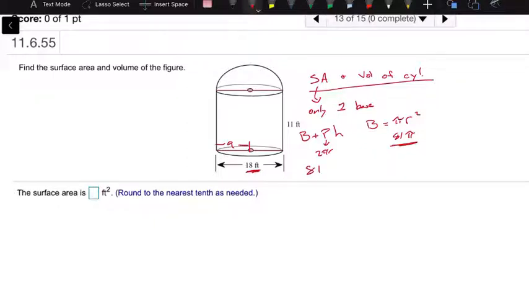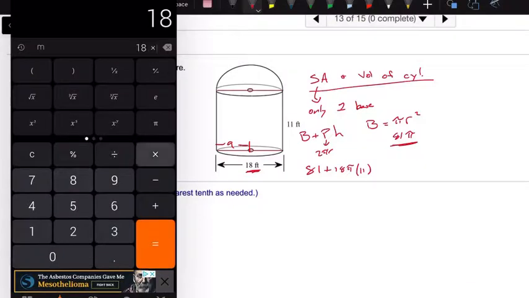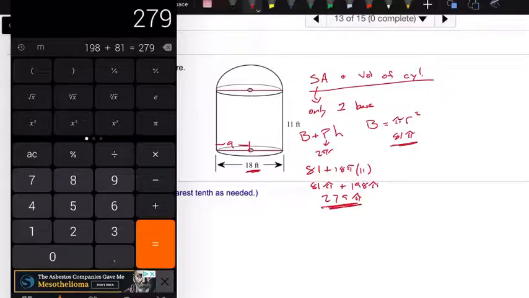So we're going to take that and add it to 2 pi r, which will be 18 pi, times the height, which is 11. Okay, so we take 18 times 11, gives us 81 pi plus 198 pi. We combine those together. 279 pi is the surface area for the cylinder, not counting the top base.